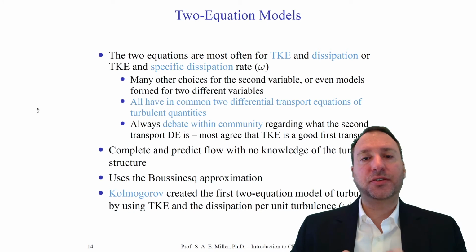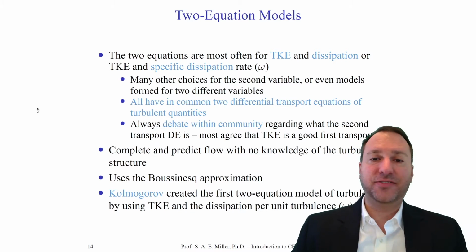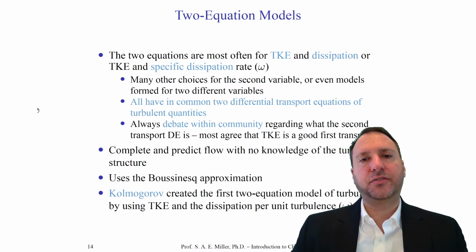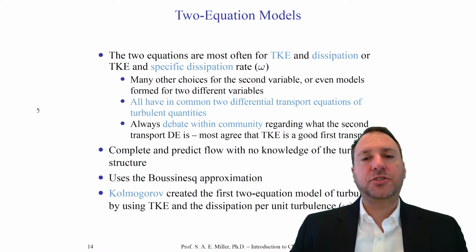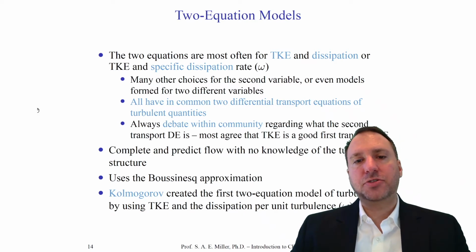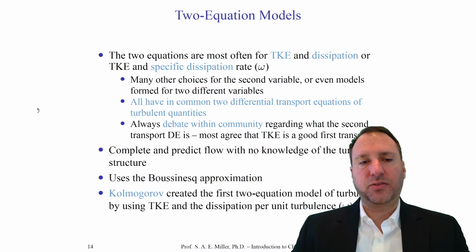So if you go to a turbulence modeling conference today and you go to the RANS-based sessions, you'll likely hear arguments about which equation is the best, even today. There's likely no best answer. There's probably a particular set of equations for a particular flow which is the best choice. Now, these two-equation models, thankfully, are complete, and they typically have no knowledge of the turbulence structure, because of course they're one-point statistic models. That may not be true for more advanced models, which we'll talk about later.